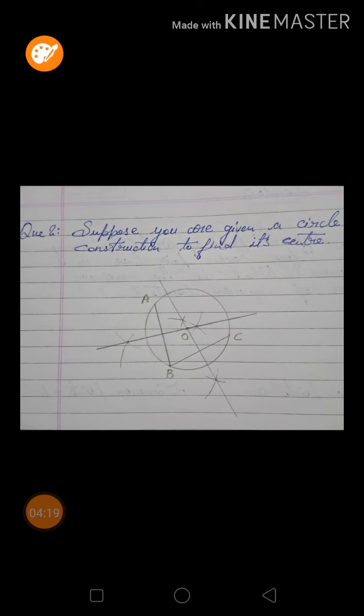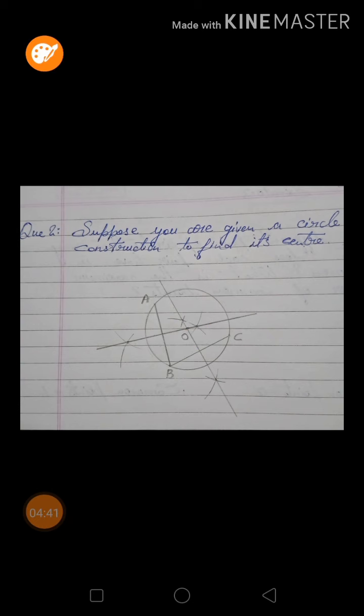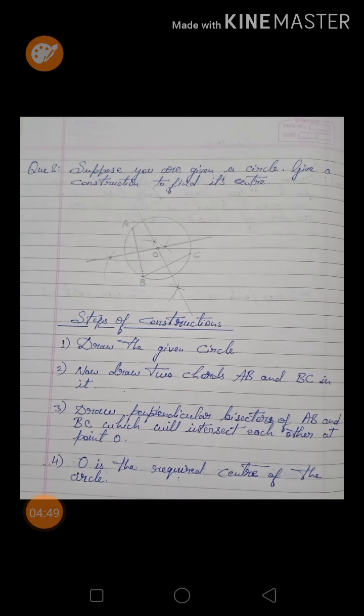Now we can see the perpendicular bisectors of AB and BC are intersecting each other at point O. This is the point O where both perpendicular bisectors are intersecting each other. So now this O is our required center of the circle. Okay, got it? Now we shall also write the steps of construction. Like this I have written, you will also write whatever we have done in the same way here. Now come to the next question.